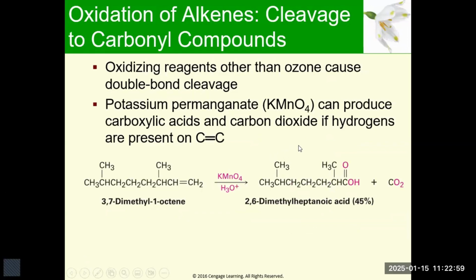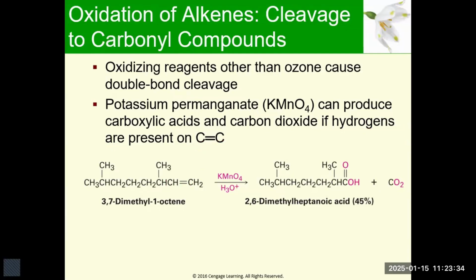All right, so now we're going to talk about oxidizing reagents other than ozone, which can cause double bond cleavage. Okay, so we saw that ozone can do it, but also potassium permanganate can produce carboxylic acids and carbon dioxide if hydrogens are present on the double bond carbon. So the main point is if hydrogens are present. So here you see your carbonyl group and it's on the N. So you have a CH2 here and then you have your CH there with your double bond.